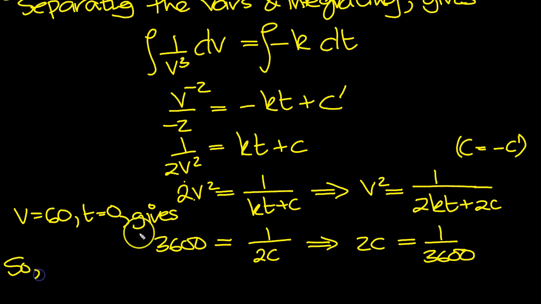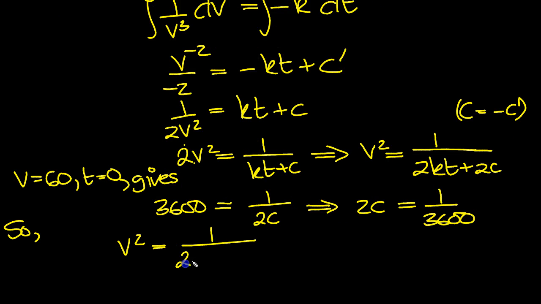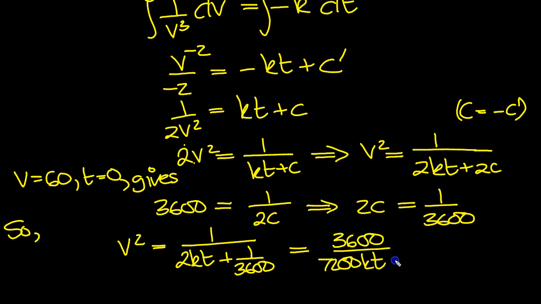So, V squared then, put it back in, is equal to 1 over 2kt plus 2c, which is 1 over 3600. Multiplied by 3600 top and bottom of this fraction. On the top we'll have 3600. Here we'll have 7200, won't we? Lots of kt plus 1.